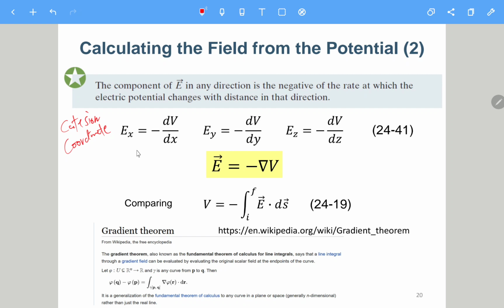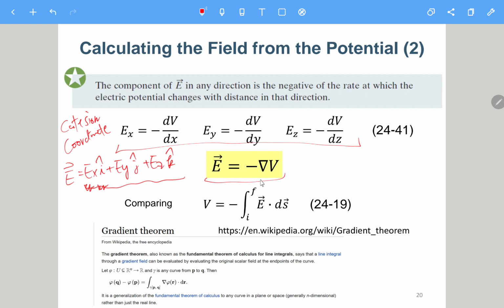And in mathematics we will write this whole thing with a simple expression. E is Ex i hat plus Ey j hat plus Ez k hat. Usually for Cartesian coordinates, we have the x-axis component multiplied by the unit vector along the x-axis, and so on and so forth.